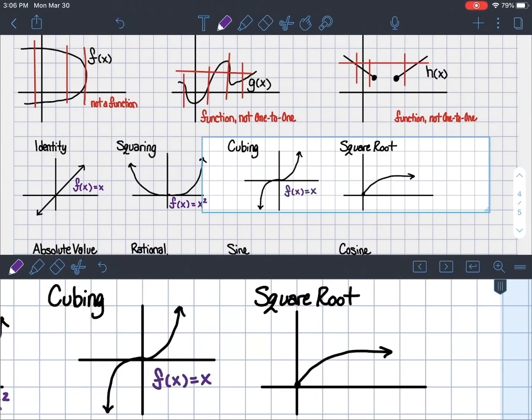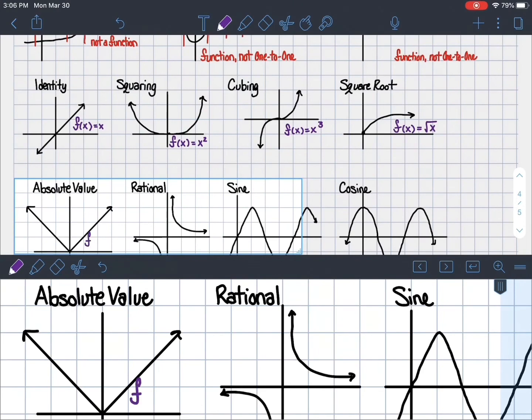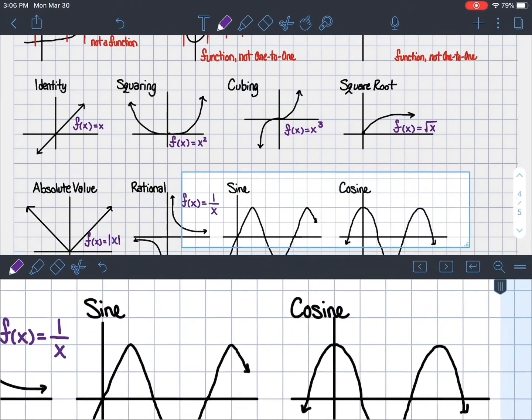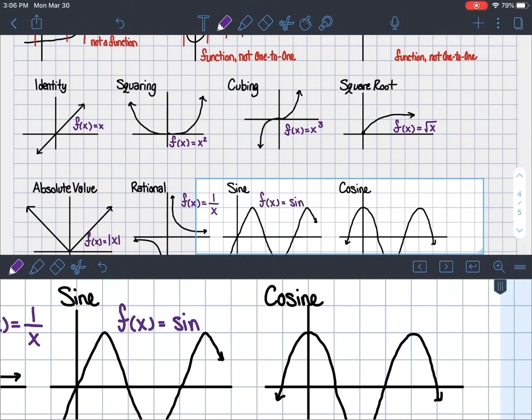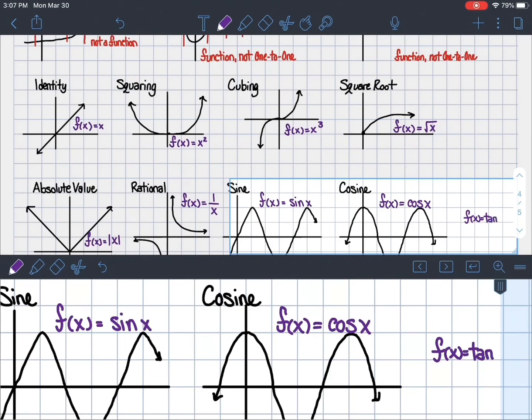The last part of this video is the 8 major function graphs that you really need to have memorized at this point. You need to be able to see all of the following graphs and be able to know exactly what their equations are. And in fact, there's kind of 9 because it says sine and cosine, but we should also have tangent memorized as well. And we'll finish this section in part 2.